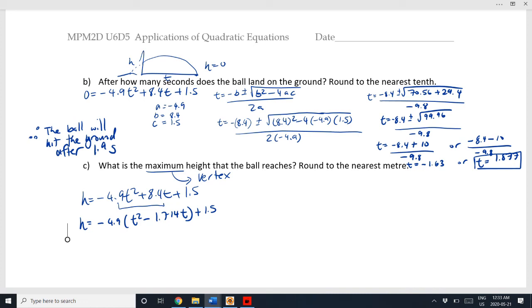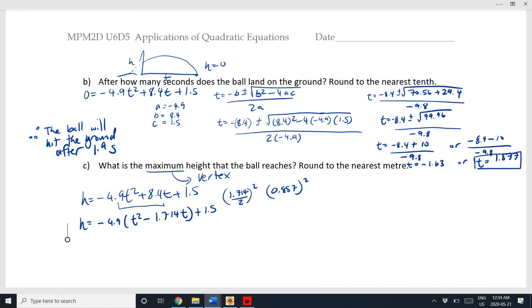The next thing we need to do is add half b squared and subtract half b squared. And these numbers are going to get pretty ugly. They're not nice numbers to work with, but we just have to go through all the steps. So 1.714, we have to divide it by 2 and then square it. So let's just figure out what that is. If you have your calculator handy, 1.714 divided by 2 is equal to 0.857.